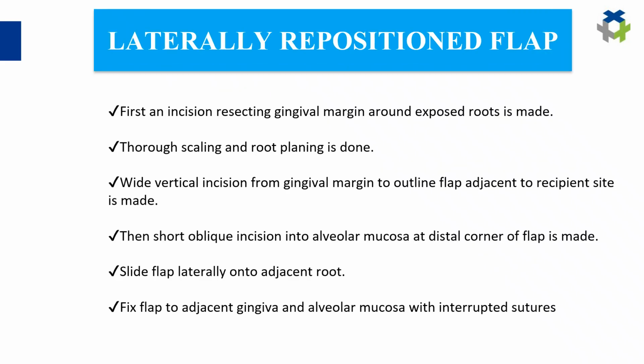So a laterally repositioned flap. So first an incision that is resecting the gingival margin around the exposed root is made. Thorough scaling and root planing is done. Wide vertical incision from gingival margin to outline the flap adjacent to the recipient site is made. Then short oblique incision into the alveolar mucosa at the distal corner of the flap is made. Slide flap laterally onto the adjacent root. Fix the flap to adjacent gingiva and alveolar mucosa with interrupted sutures.